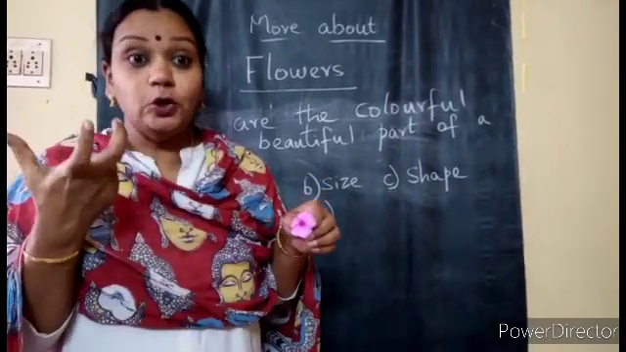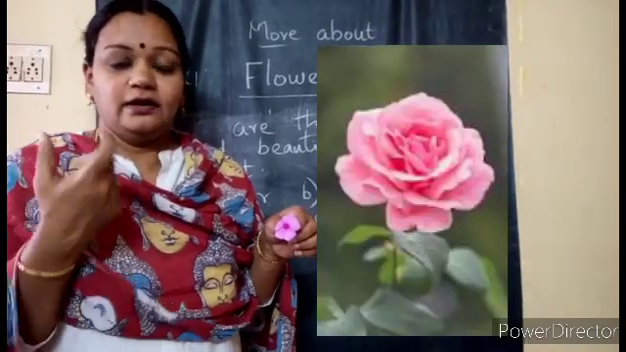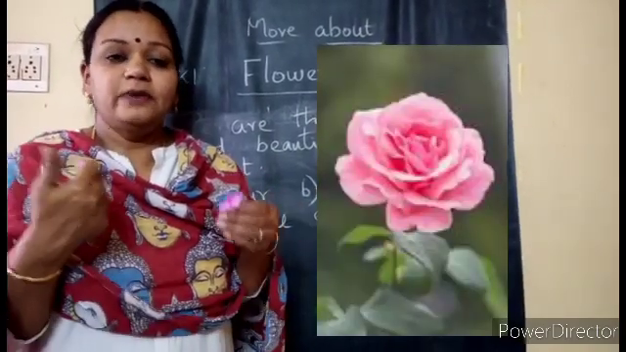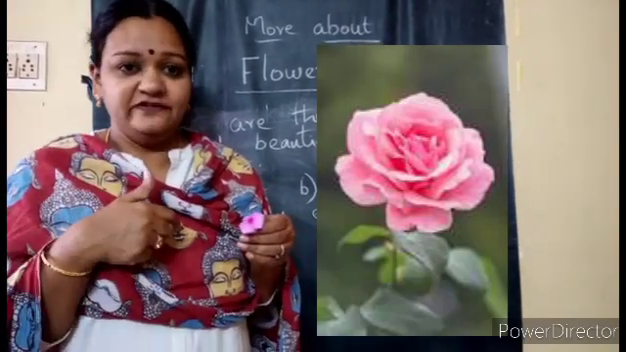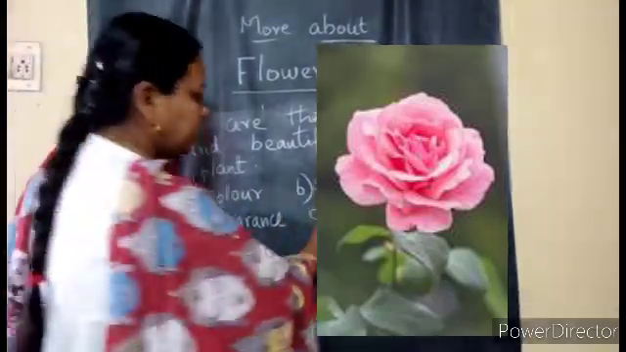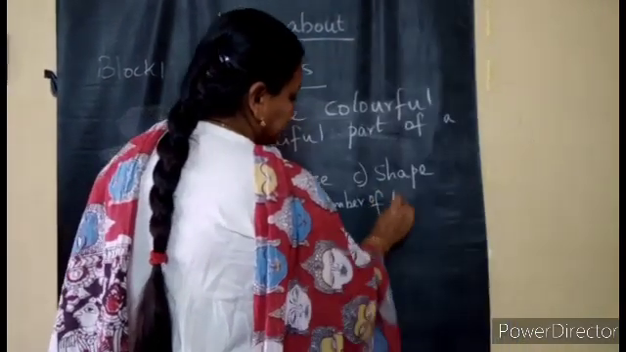But if you imagine a rose, you all love to see a rose and a bouquet made up of roses. See how many petals will be there. So the number of petals also differs from flower to flower.